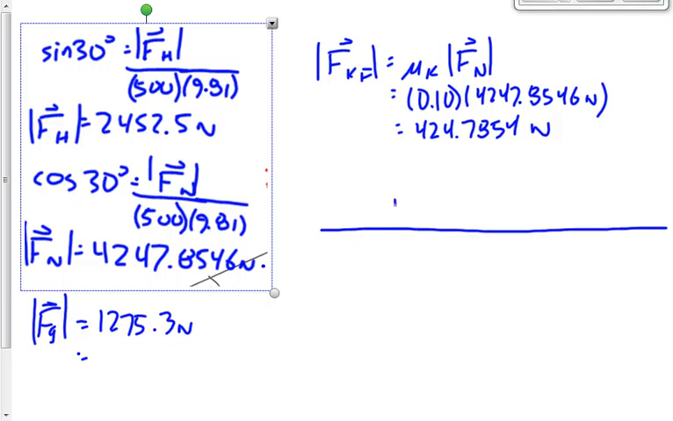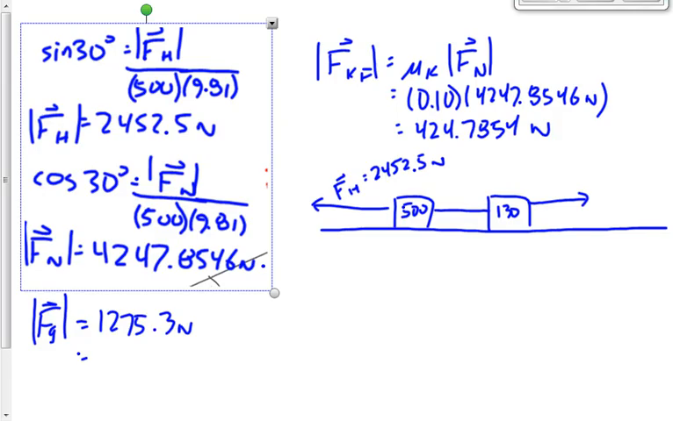Let's redraw it now. We've got our 500 kilogram object here. We've got our 130 here. We've got our force of the hill acting to the left. It's 2452.5 newtons. We've got our force of gravity acting to the right. It's 1275.3 newtons. And we've got our force of friction acting to the right. It's 424.7854. It's acting to the right because the object is going to move to the left. It's sliding down the hill.